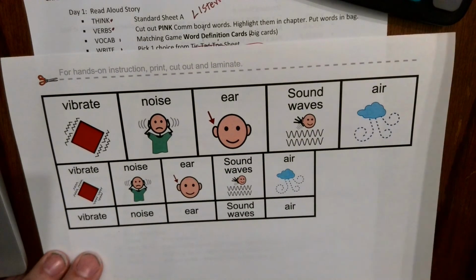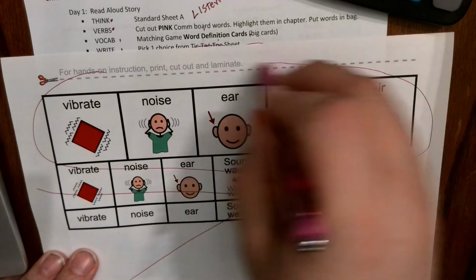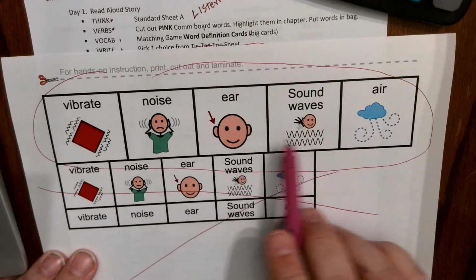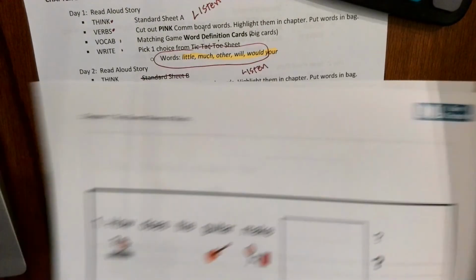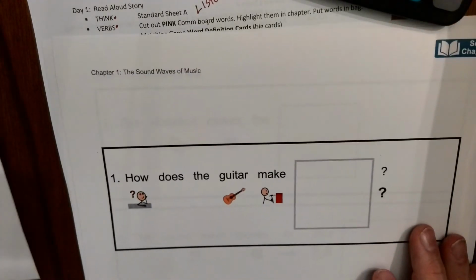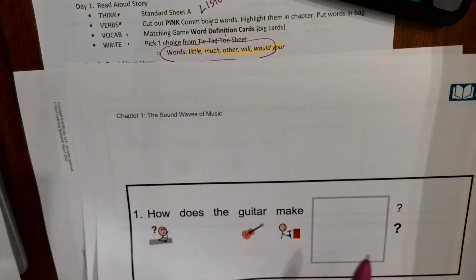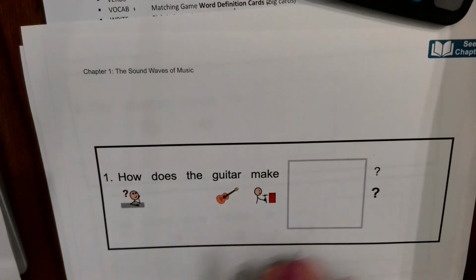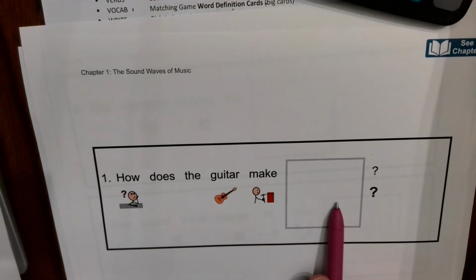So I'm going to cross those out. You're just going to cut out the big ones. Vibrate, noise, ear, sound waves, and air, okay? And then you're going to figure out which one should go in the right spot here. So there's 5 questions on our comprehension quiz, okay? So how does the guitar make whatever? Now here's the thing, you do not as a parent have to be there for this, okay?